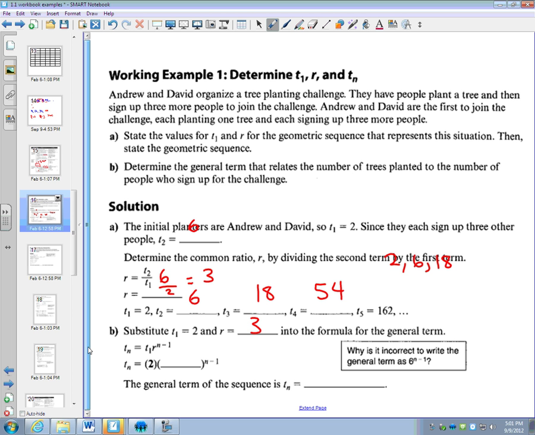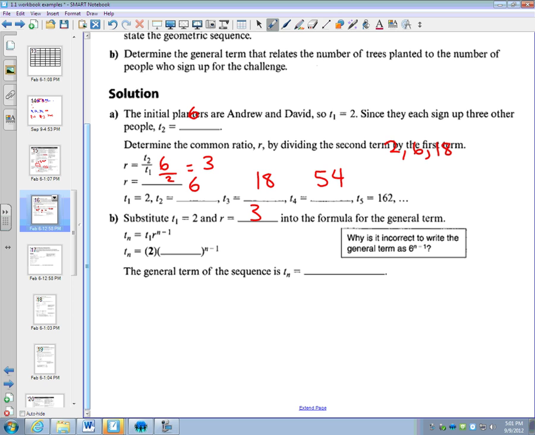Why is it incorrect to write the term as 6 to the n minus 1? First of all, we've got to do this, then we'll answer that question. So the rate was 3. The general term of the sequence is 2 times 3 to the power of n minus 1. The reason you cannot write it as 6 to the n minus 1, let's try this.